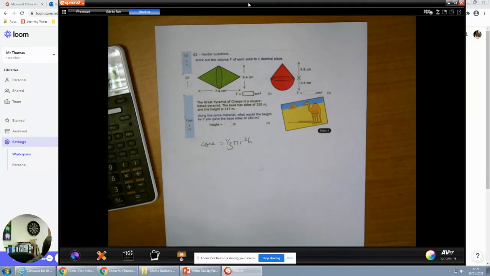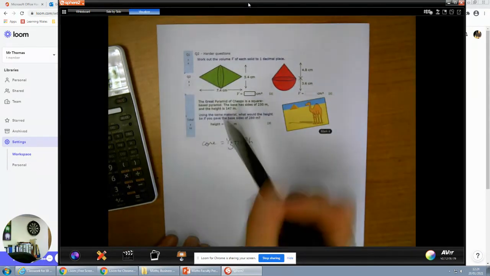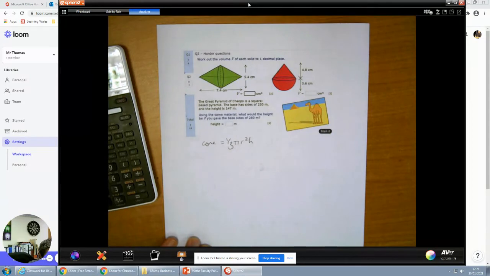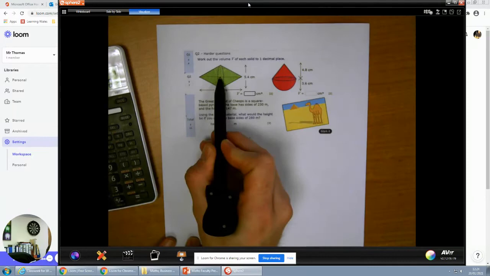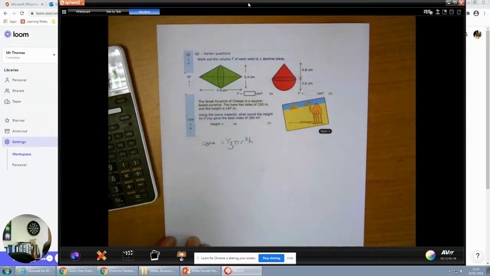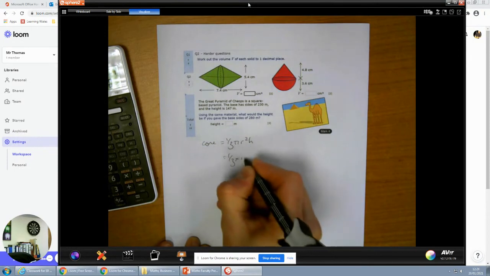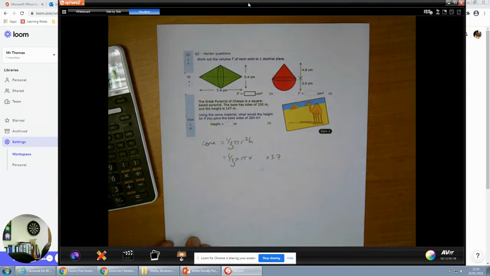Let's see what information they give us. Right, they've given us this distance here is 7.4. And of course, half of that distance from there to there will be the height of one of the cones. Half of 7.4 is 3.7. Right, so I'm going to do 3.7 in there.